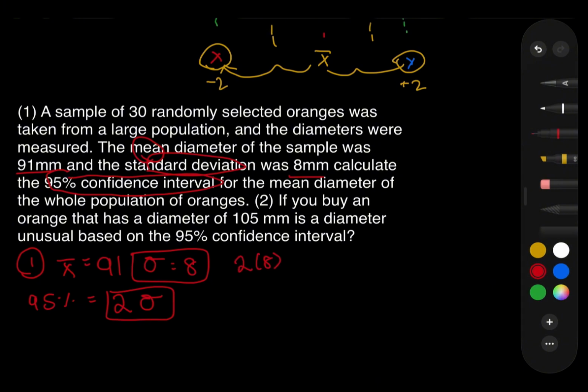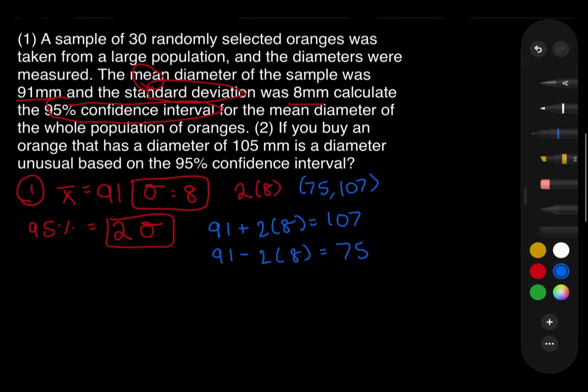That's going to be either added or subtracted from the mean. So we're going to do 91 plus 2 times 8, and we're going to do 91 minus 2 times 8. And we're going to get 107 for our maximum and 75 for our minimum, meaning that our 95% confidence interval is 75, 107. Now let's do part 2.